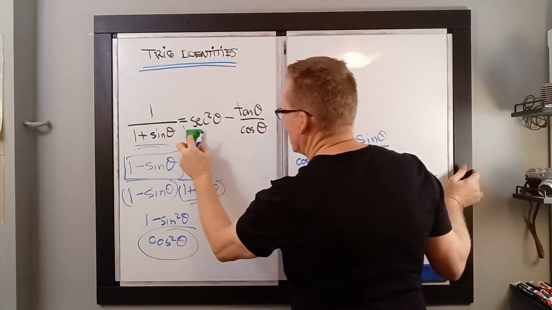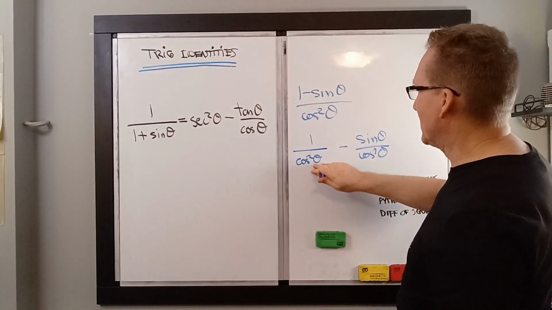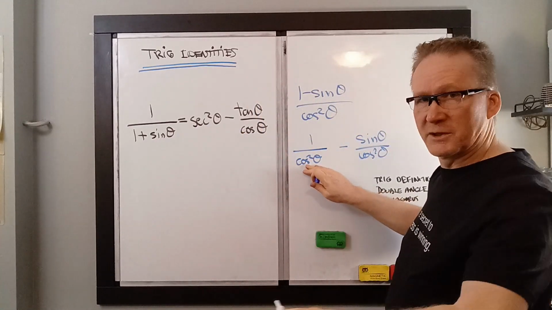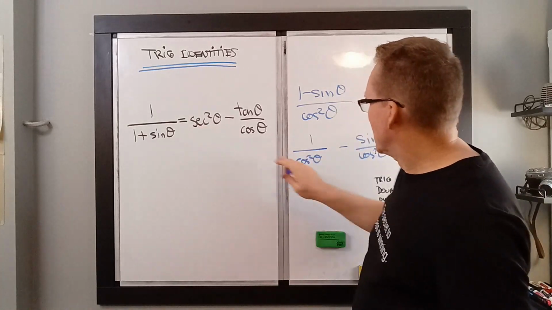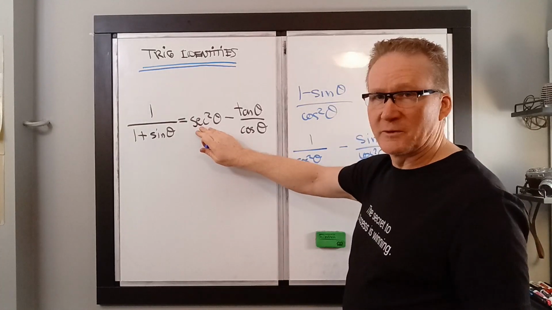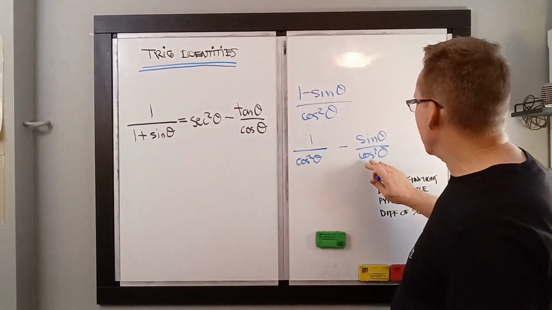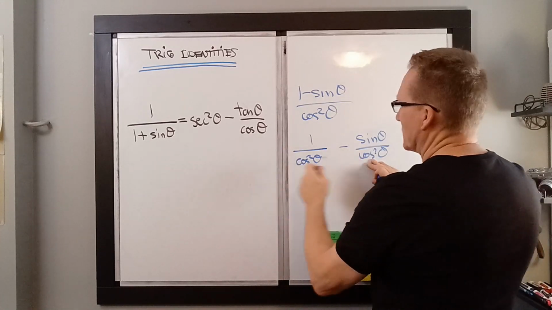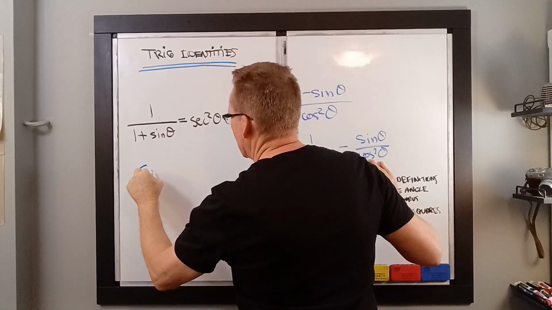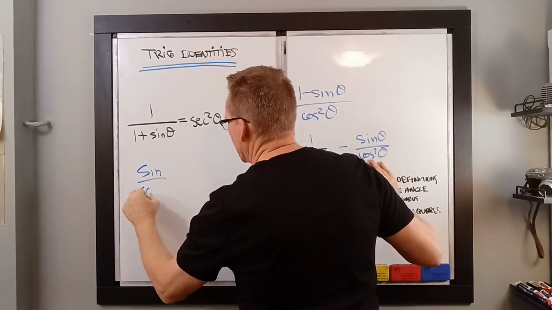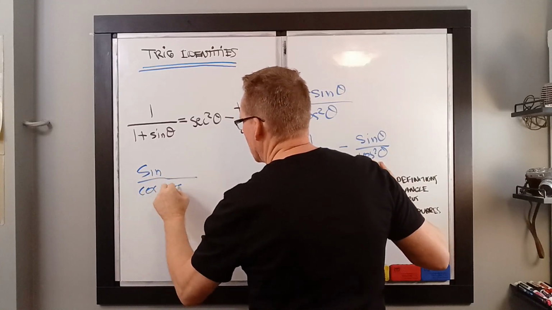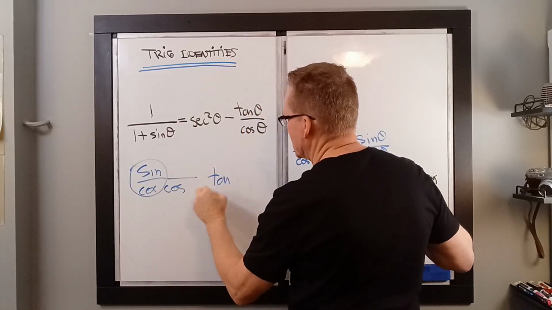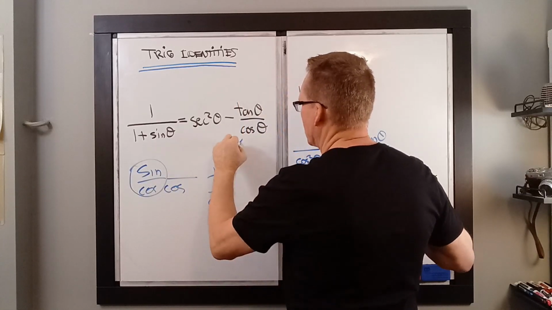This first term, if you recognize it, is secant squared. It's the reciprocal, or the flip, of cosine squared. The second term might not be quite as easy to recognize, but here we have a sine over cosine squared. So sine over cosine times cosine. This is tangent, so it's tangent over cosine, which is what we had here.